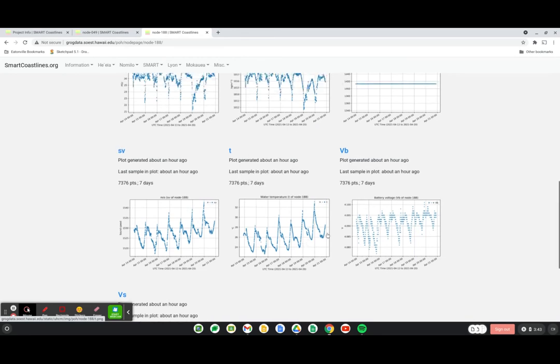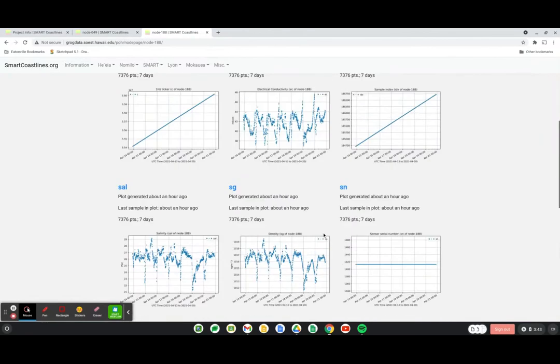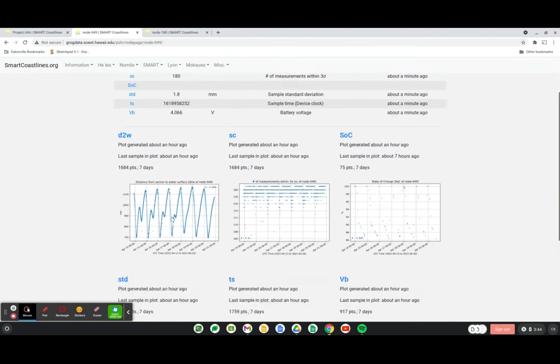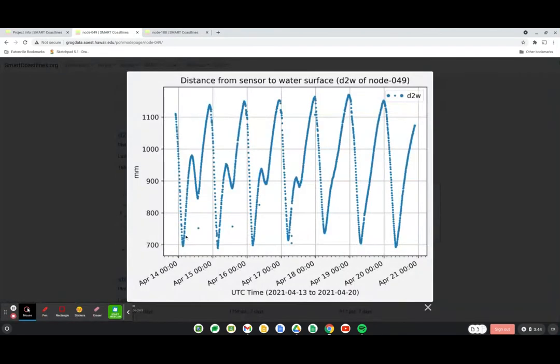Let's also compare what we see in these graphs with what we see in another set of graphs detected by a different sensor. So I'll go up to my water level sensor here. This is in the same location at Hihimanu. And we can see that the variable D2W measures the distance from the sensor to the water surface. If we scroll down, this is the graph that's measuring the distance to the water. And we can see that at different times of day, the distance to the water changes.